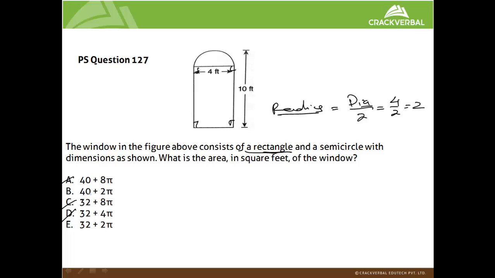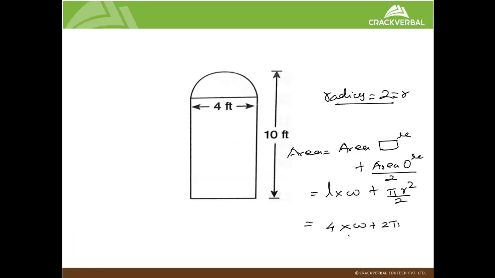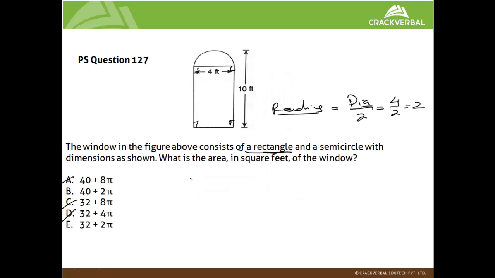If we consider the area of the rectangle as 40, since we already consider the length as 4, then for the area to be 40, the width has to be 10, which is not possible because the entire height of the window itself is 10, but the width of the rectangle stops here. The width of the rectangle has to be definitely less than 10. Only this part is the width. So 40 plus 2 pi would be too much of an area. So we can eliminate answer choice B as well. So the only answer choice pending is E. The answer has to be E.